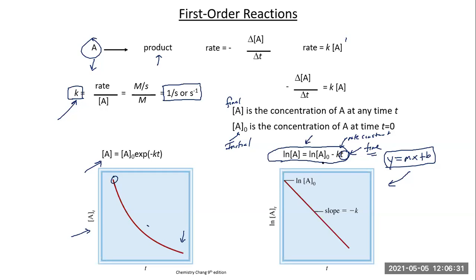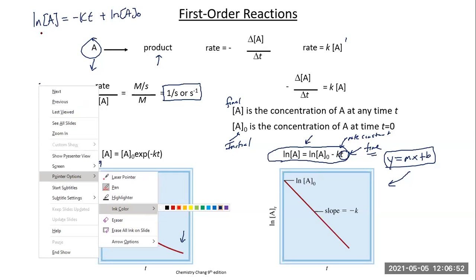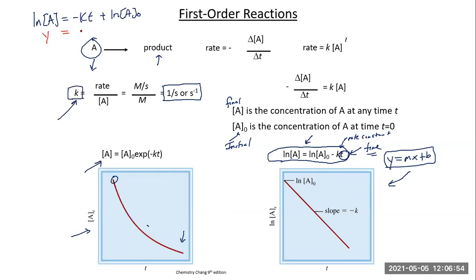If we take that formula and rearrange it a little bit and write it as the natural log of A is equal to minus kt plus the natural log of A naught, that is the first order integrated rate law written in the form of a straight line. That is y is equal to mx plus b. That means if you look at our graph on the bottom right, on the y is natural log of A, and on the x there is t.